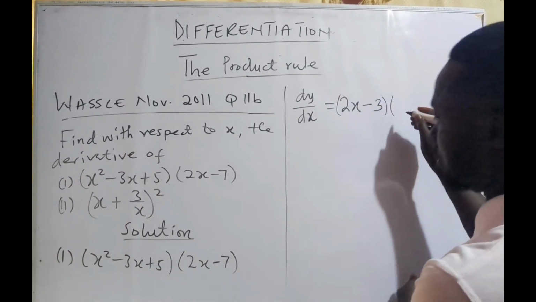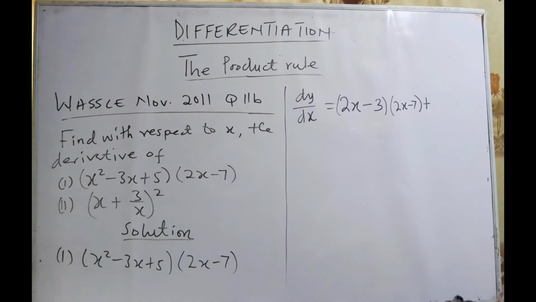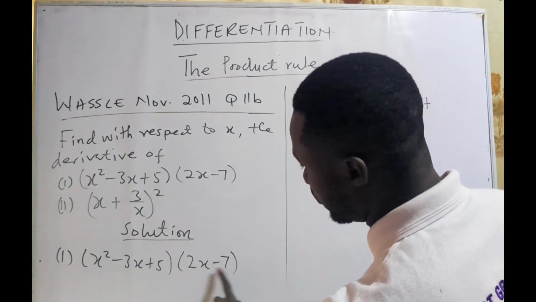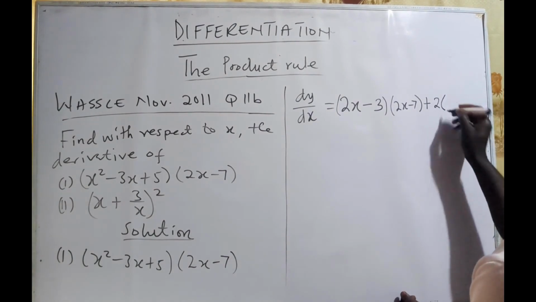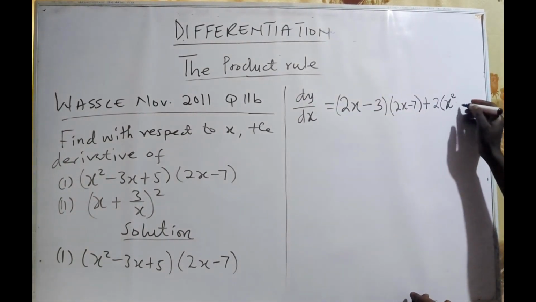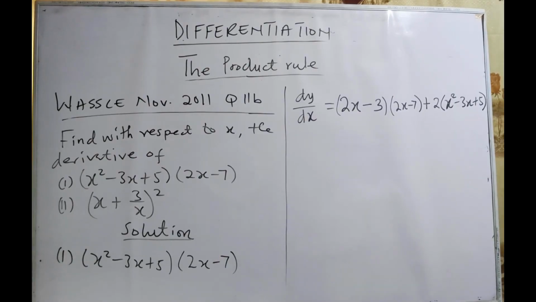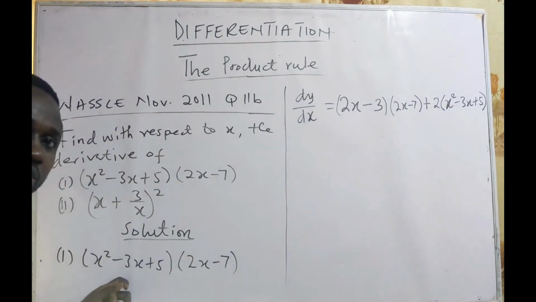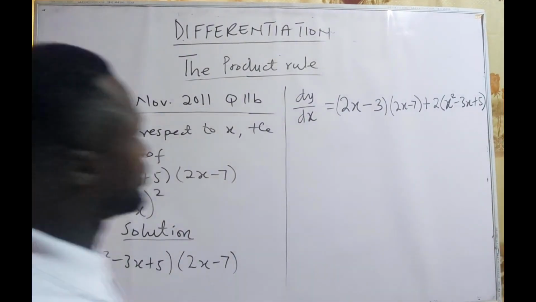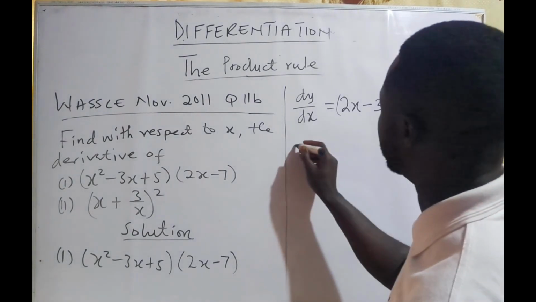Then I'll multiply by this particular function. Take note, that is 2s minus 7, plus, then differentiate this function here. When I differentiate 2s minus 7, I get 2, since 2s gives me 2 and the 7 gives me 0. Then I'll multiply by this function, which is s squared minus 3s plus 5. So with the product rule, differentiate one, multiply by the other function, plus differentiate this function, multiply by this one. That is all. We have to expand to get our answer.